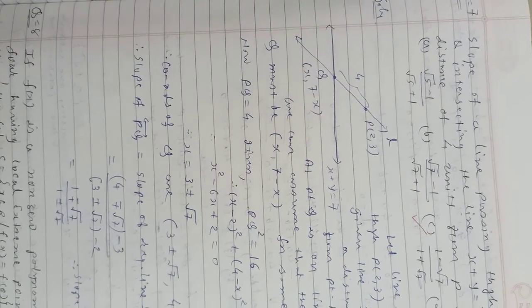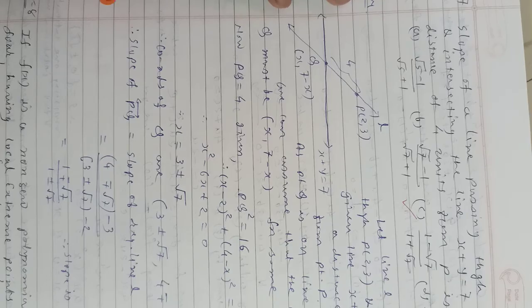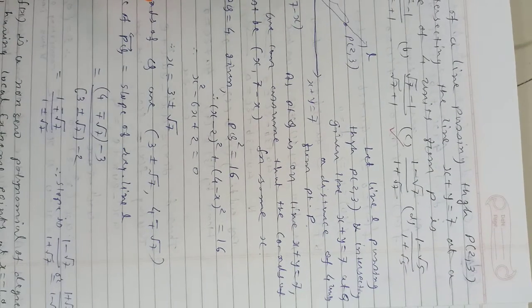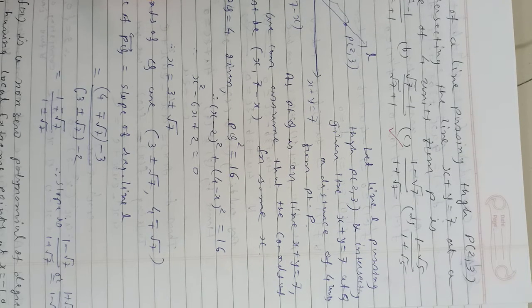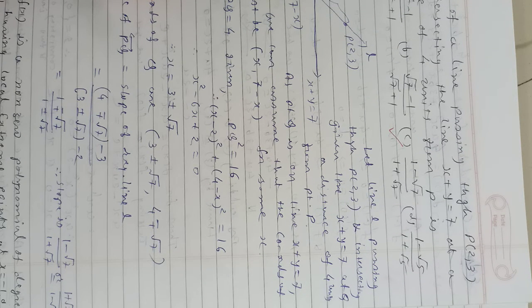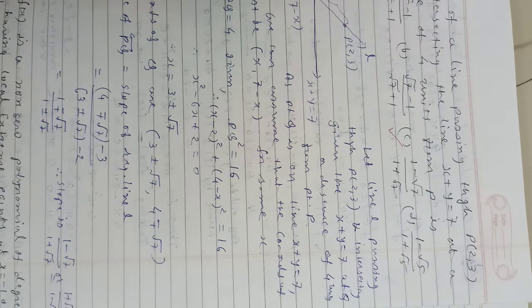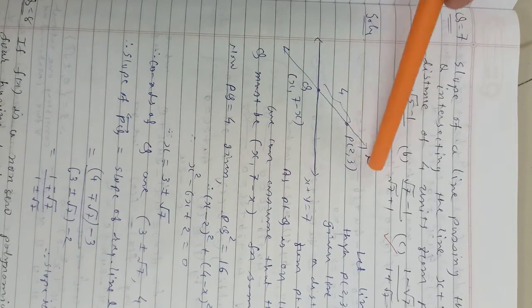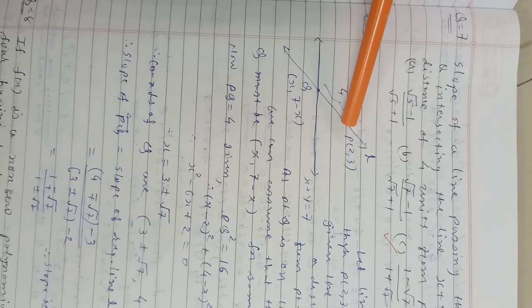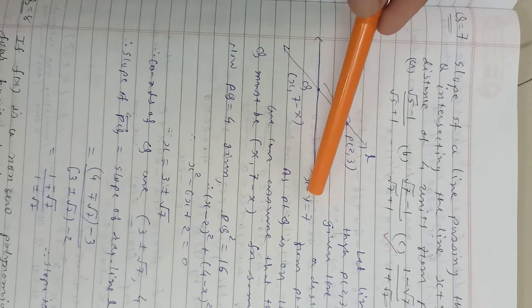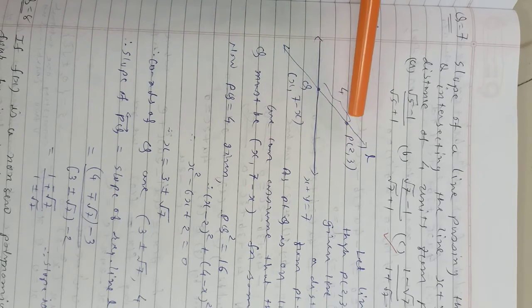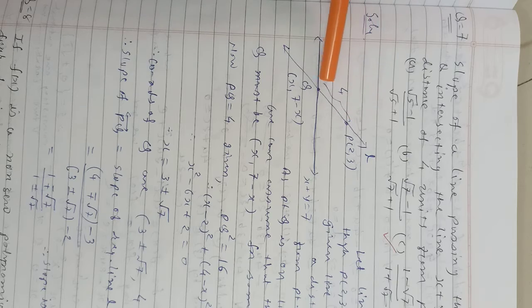Now come to example number 7. See in example 7, what? The slope of a line passing through P(2, 3) and intersecting the line x plus y equal to 7 at a distance of 4 units from P is what? Means what is the slope of line L? This type of line we are interested in. Slope of line L passing through P(2, 3) and intersecting the given line x plus y equal to 7 at Q, whose distance from P is 4, that is PQ distance 4.